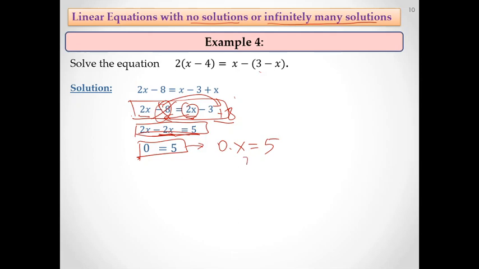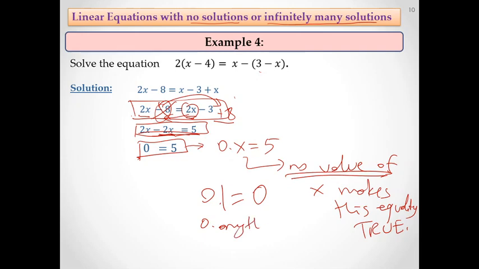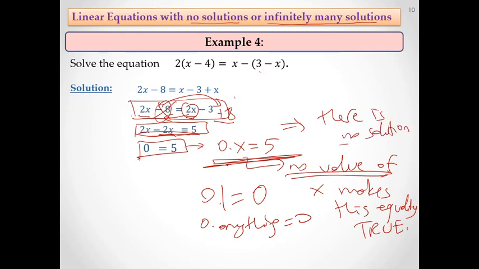And no value of x makes this equality true. So there is no value making this true. 0 times 1 is 0. 0 times anything is 0. So this cannot happen. So we say there is no solution. Okay, there is no solution for this equation.